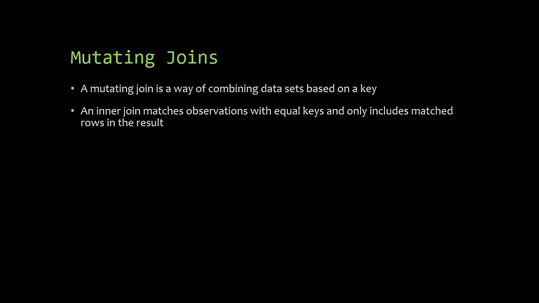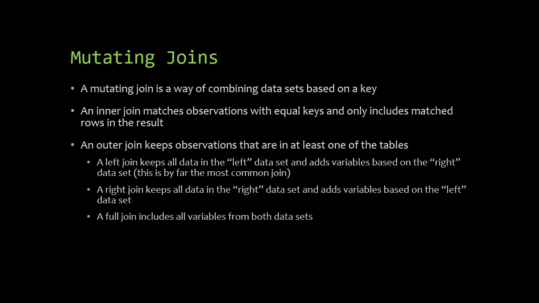We're going to start with the concept of mutating joins. A mutating join is a way of combining data sets based on a key. Now, there are three primary mutating join types. First, an inner join. That matches observations with equal keys and only includes matched rows in the results. An outer join keeps observations that are in at least one of the tables.